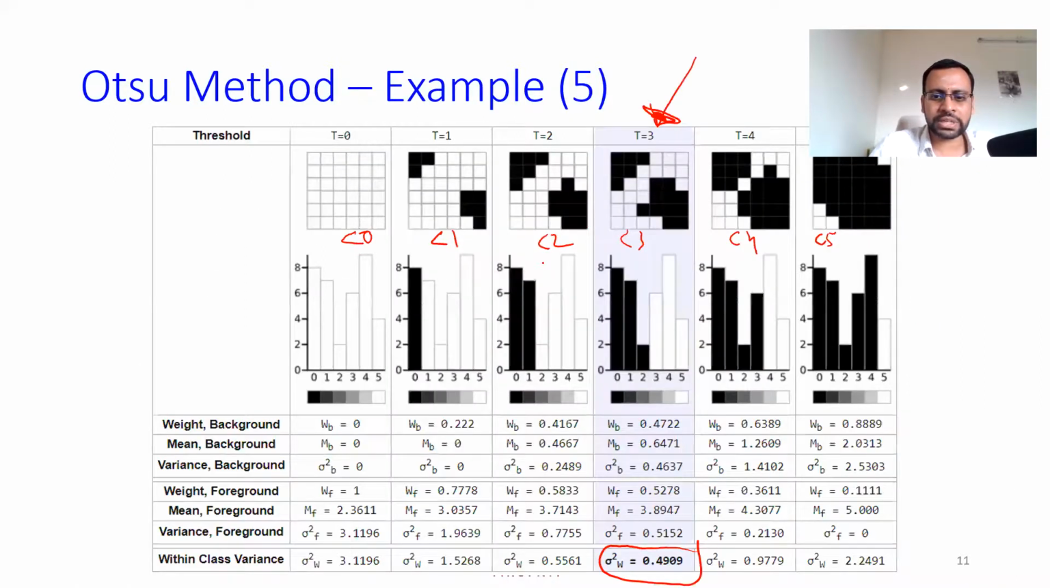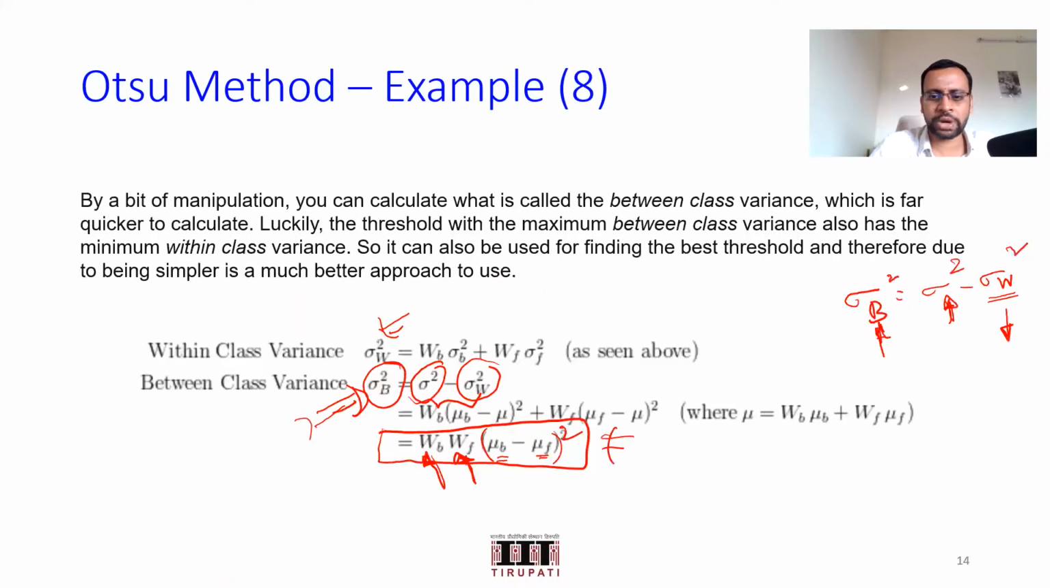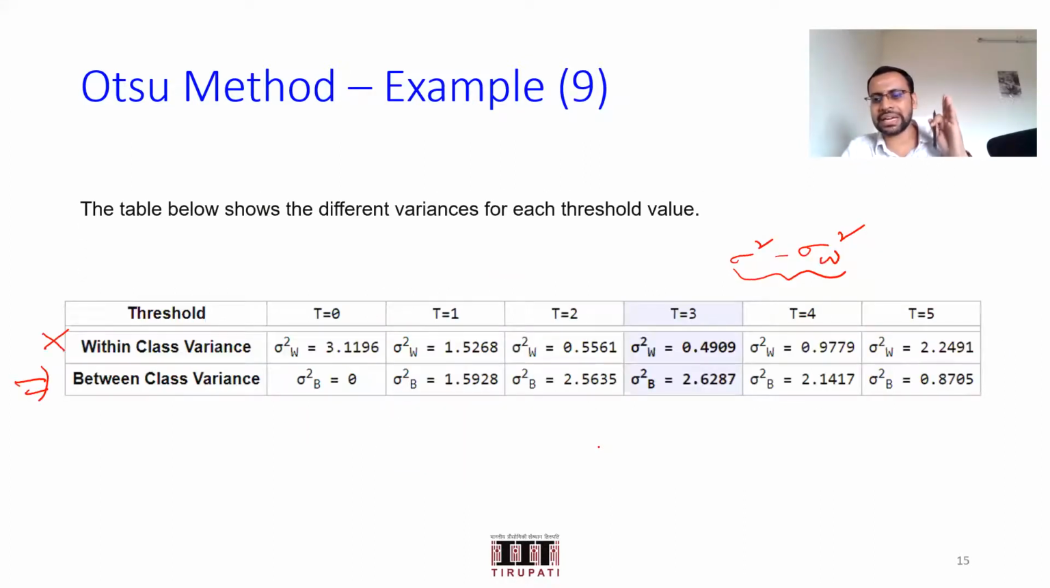Don't worry about minimization. Look at it as a maximization problem: you take the difference of means, square it, multiply with the proportion of pixels in the background and the proportion of pixels in the foreground, and pick that intensity, that threshold, for which this value is maximum. Is that fine? Is that intuitive?